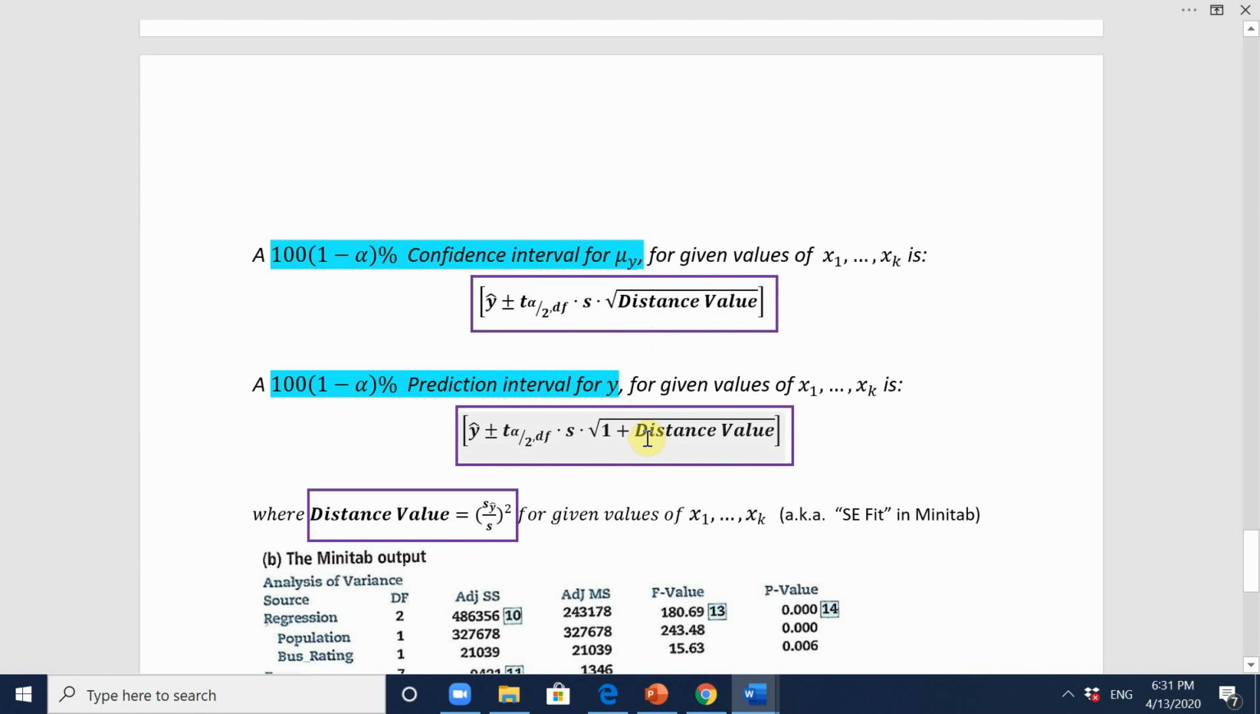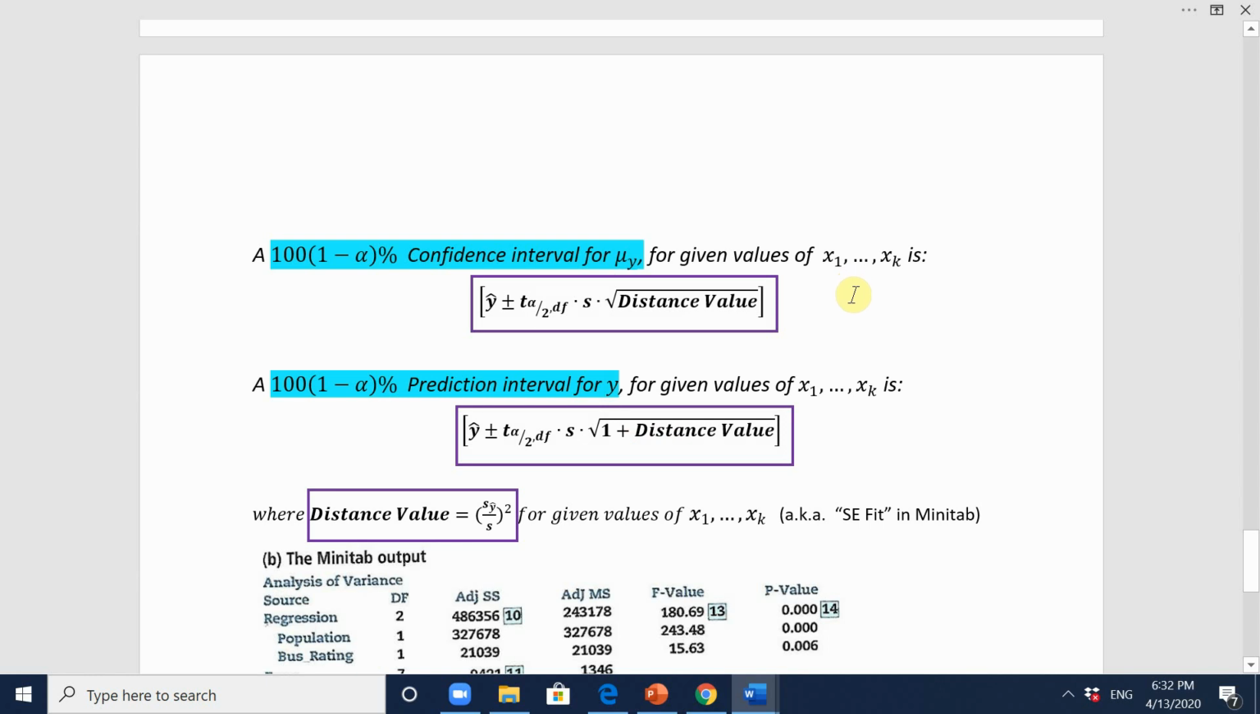And it makes perfect sense, because the farther your combination of x values is from the center, the more likely you are to be extrapolating, right? You're going away from what you know. So there's more uncertainty attached to extrapolating. So that is the idea behind the distance value getting larger as you get further from the center.